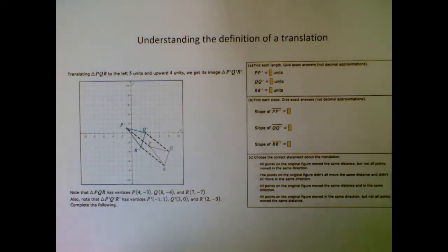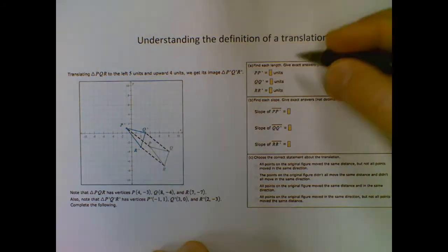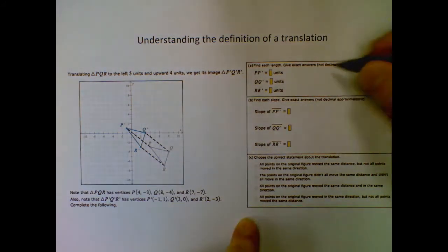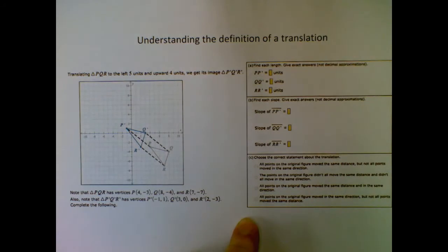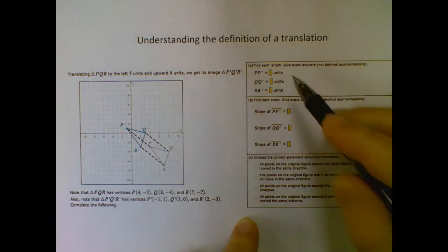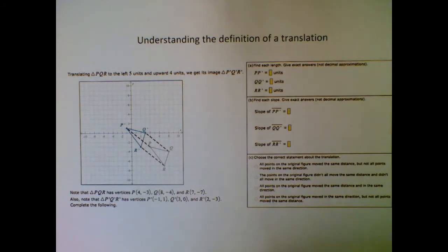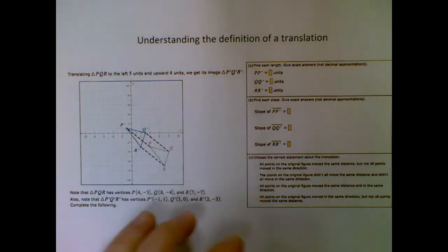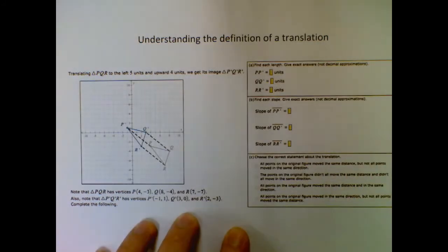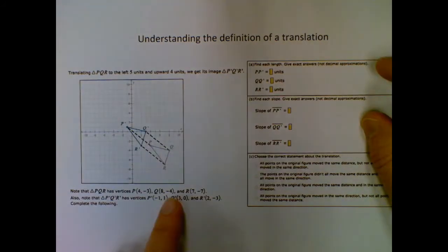All right, find each length, give exact answers, not decimal approximations. So that means we're going to leave our answers in radicals when we do the distance formula here, or the Pythagorean theorem, however you're going to do it. They're basically the same thing. So leave it in radicals if there are radicals. If it comes out evenly, then it comes out evenly, and that's fine. You don't have to have a radical. It's just if you do, don't clean it up. Then we'll find the slope, and we'll go through a couple statements based on those.